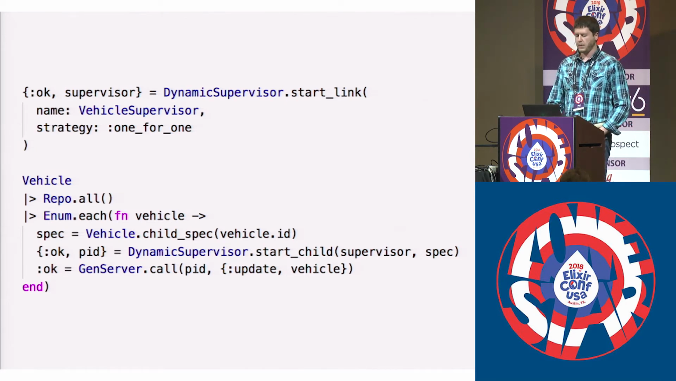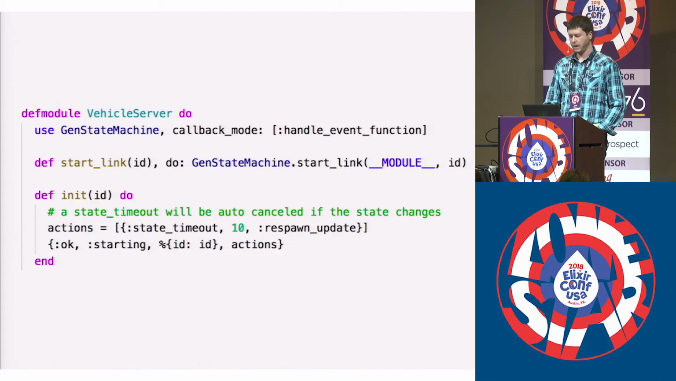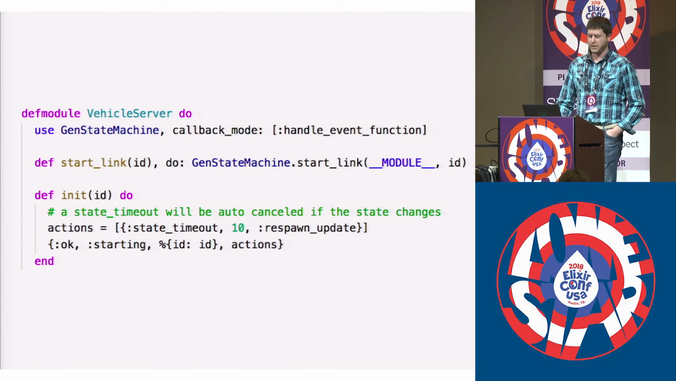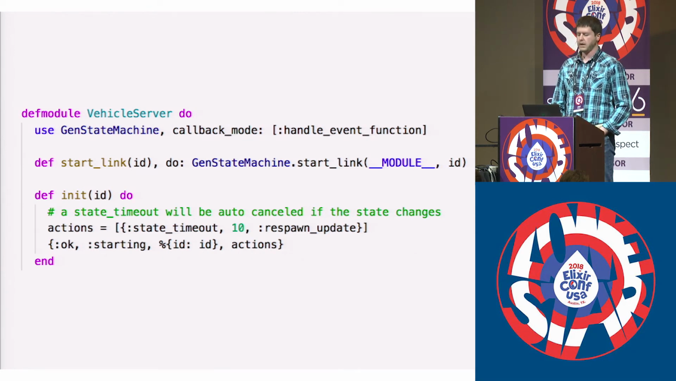But if we would simply pass in the ID only and let the process query the database on its own, if we spawn a bunch of them, we would end up just DDoSing our database. So using Gen State Machine, we can have a fairly clean way of handling both of these cases.